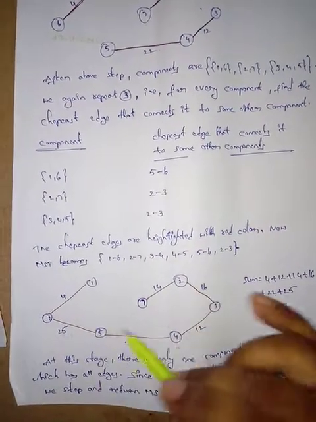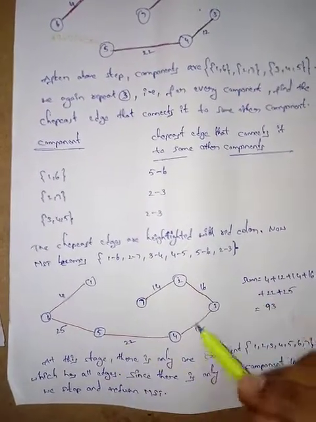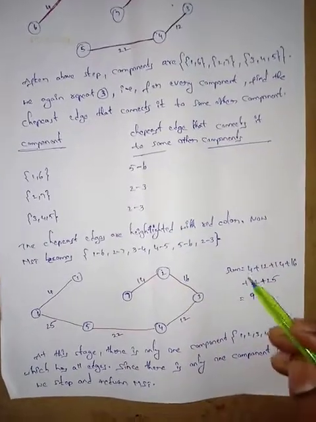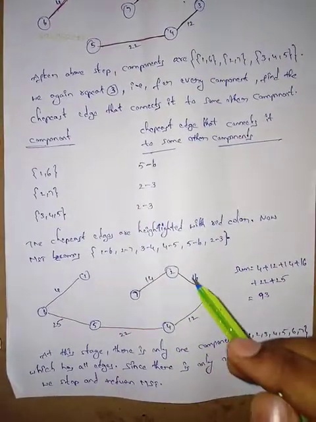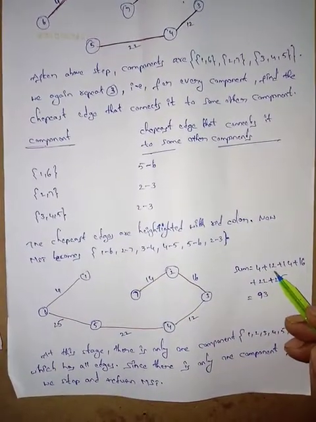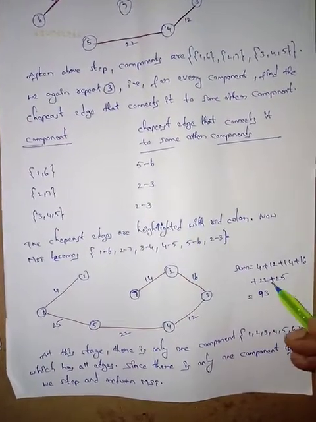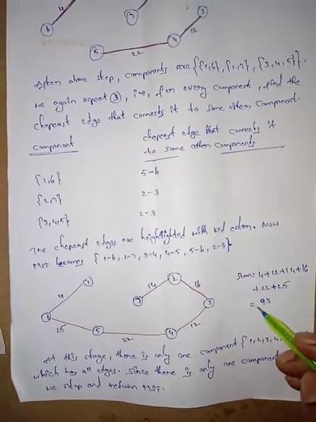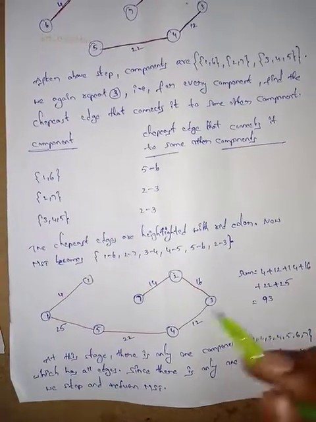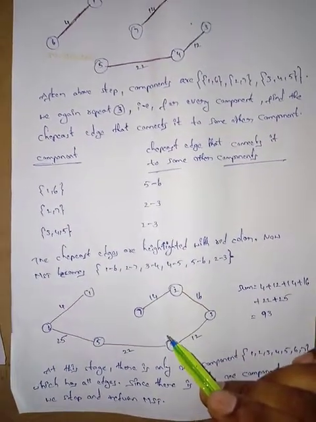And place the edge costs. The sum of this spanning tree cost is 4 plus 12 plus 14 plus 16 plus 22 plus 25. The total is 93, and this is the minimum cost spanning tree for the given graph.